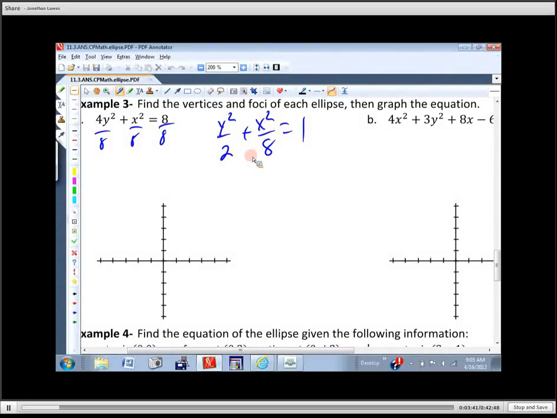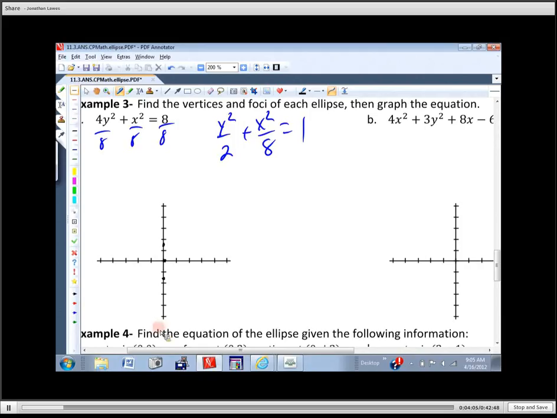Okay, so the center's at the origin, so we're right there. How far do we go in the y direction? Square root of 2. Whatever the number is underneath the y, we take the square root of that. So that's going to be radical 2. So I'm going to go up. Radical 2 is in between 1 and 2. It's about 1.4. So I'm going to go up 1.4 and down 1.4.